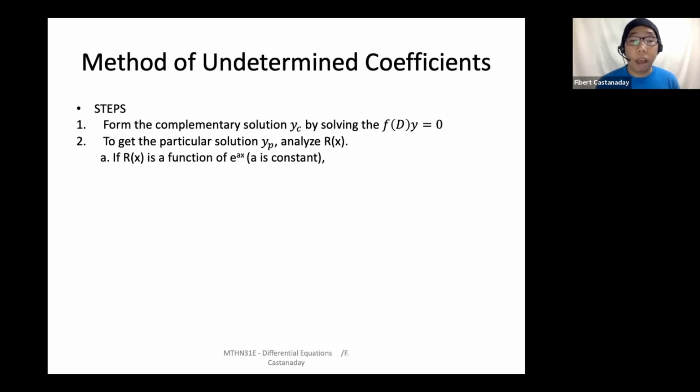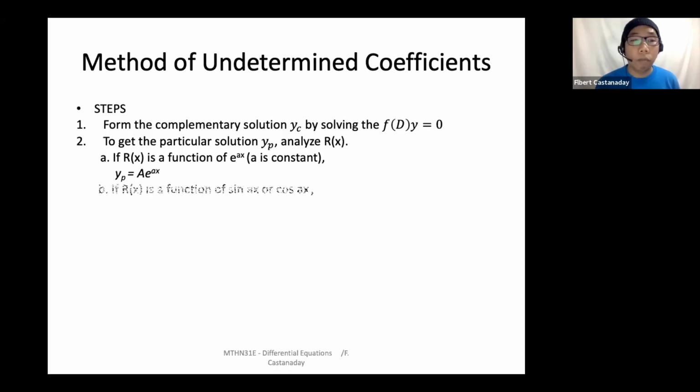Now, if r of x is a function of e raised to ax, where a is a constant, this is how you write y sub p. So y sub p equals uppercase letter A times e raised to ax. Now, if there are several terms, you can put another uppercase letter to represent one of the constants to be determined.